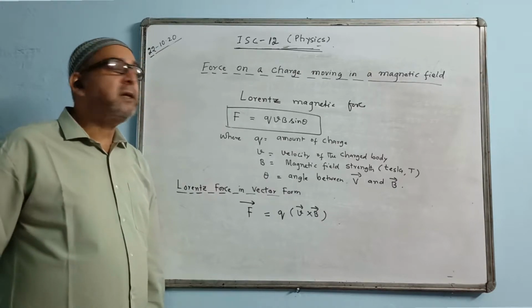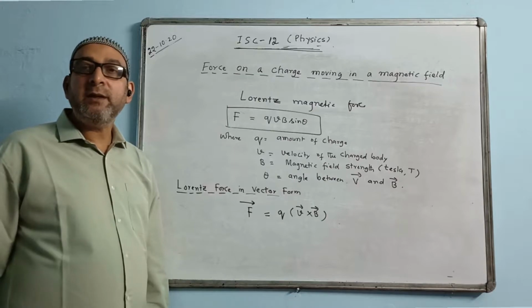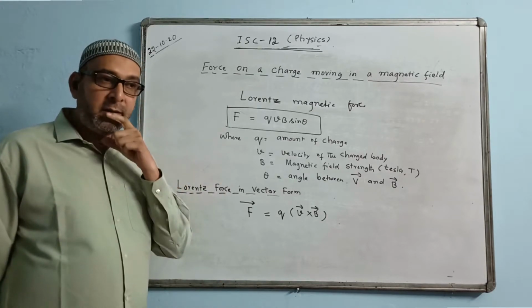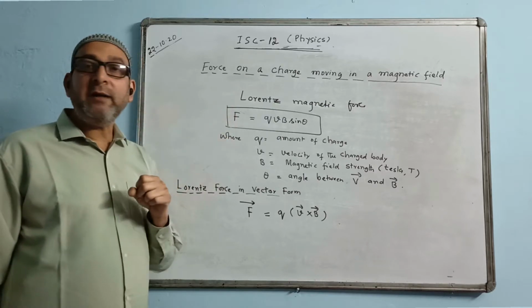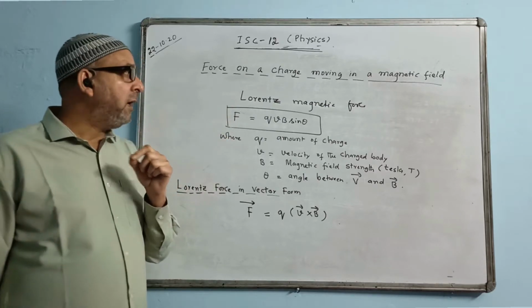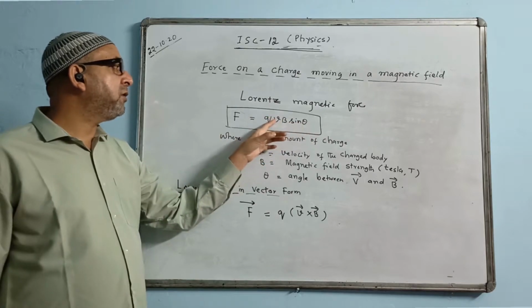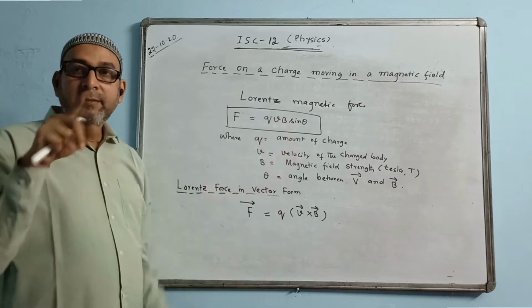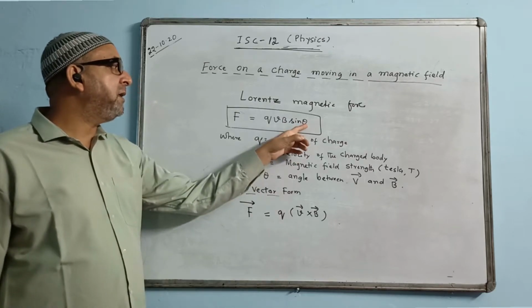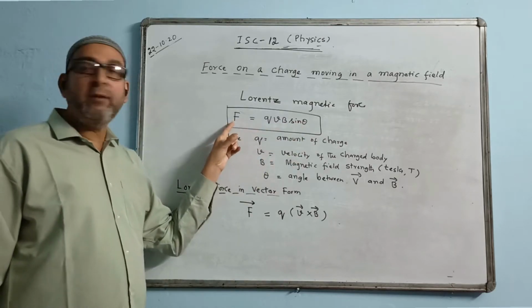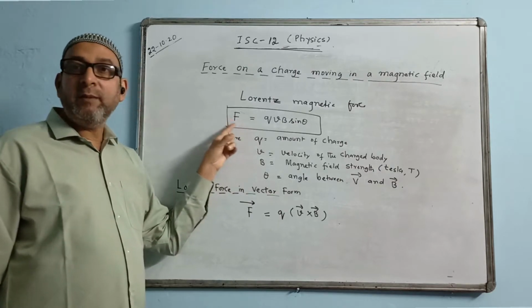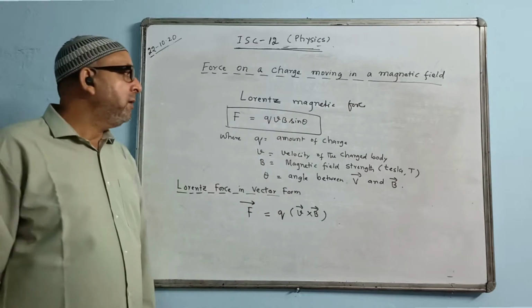Okay, one interesting case, which you have in the syllabus, is this one. We allow a charged particle to enter a magnetic field region at a right angle. At right angle means the direction of velocity and the direction of the magnetic field make an angle of 90 degrees. When theta is 90 degrees, sin 90 is 1, which means the force will become maximum in that case.